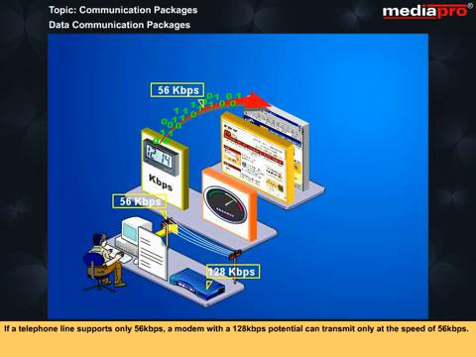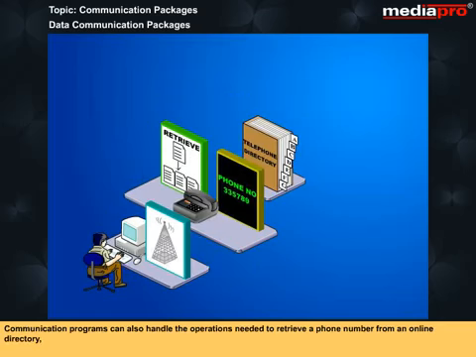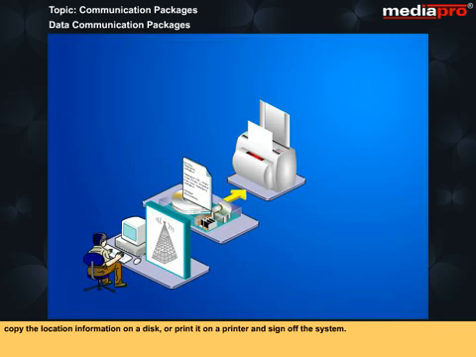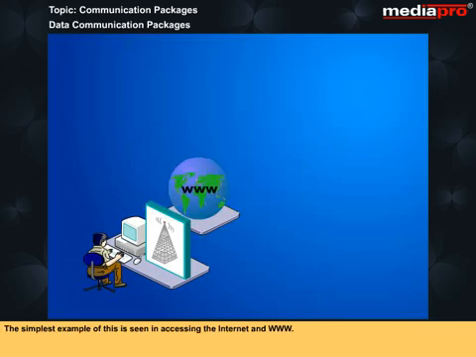If a telephone line supports only 56 kbps, a modem with a 128 kbps potential can transmit only at the speed of 56 kbps. Communication programs can also handle the operations needed to retrieve a phone number from an online directory, dial a number, log on to a distant system, seek information, copy the location information on a disk, or print it on a printer and sign off the system. The simplest example of this is seen in accessing the internet and www.